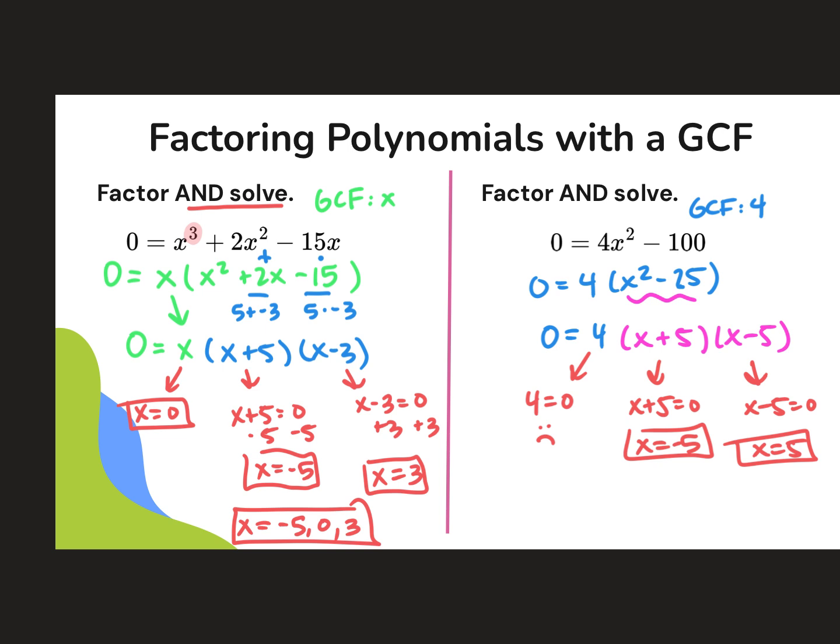Setting all 3 of those factors equal to 0 makes me first think that there'll be 3 solutions, but that first factor doesn't give me a solution. 4 equals 0 doesn't make sense. 4 doesn't equal 0, so there's no solution from that first factor. From the second and third factors, I get a solution of negative 5 and positive 5. So we end up with 2 solutions, which matches the fact that our polynomial was a 2nd degree polynomial.